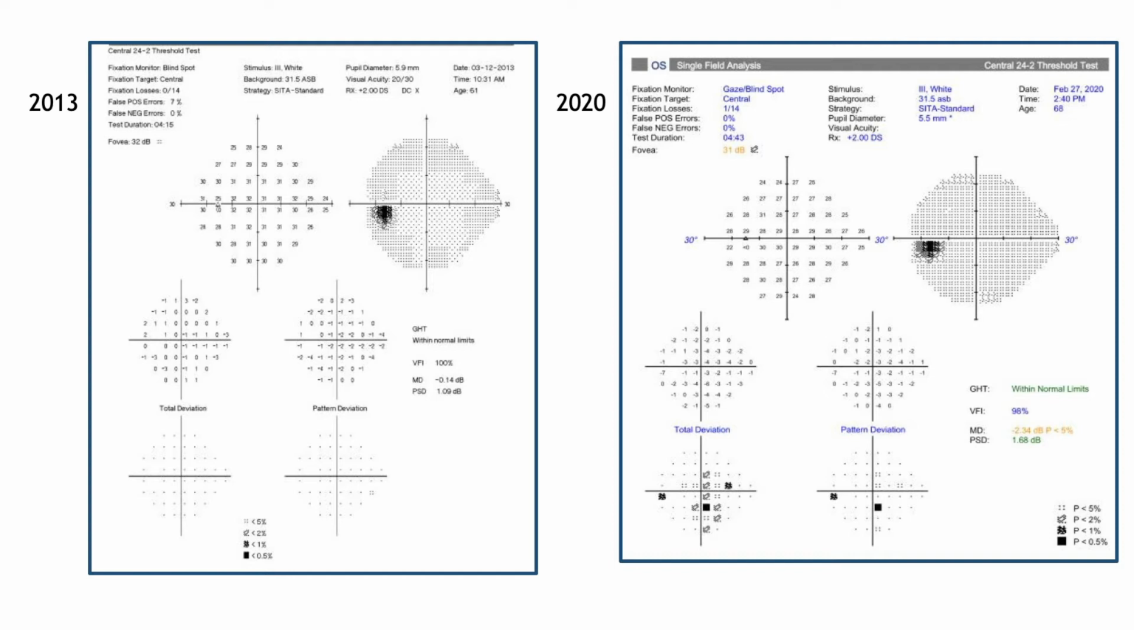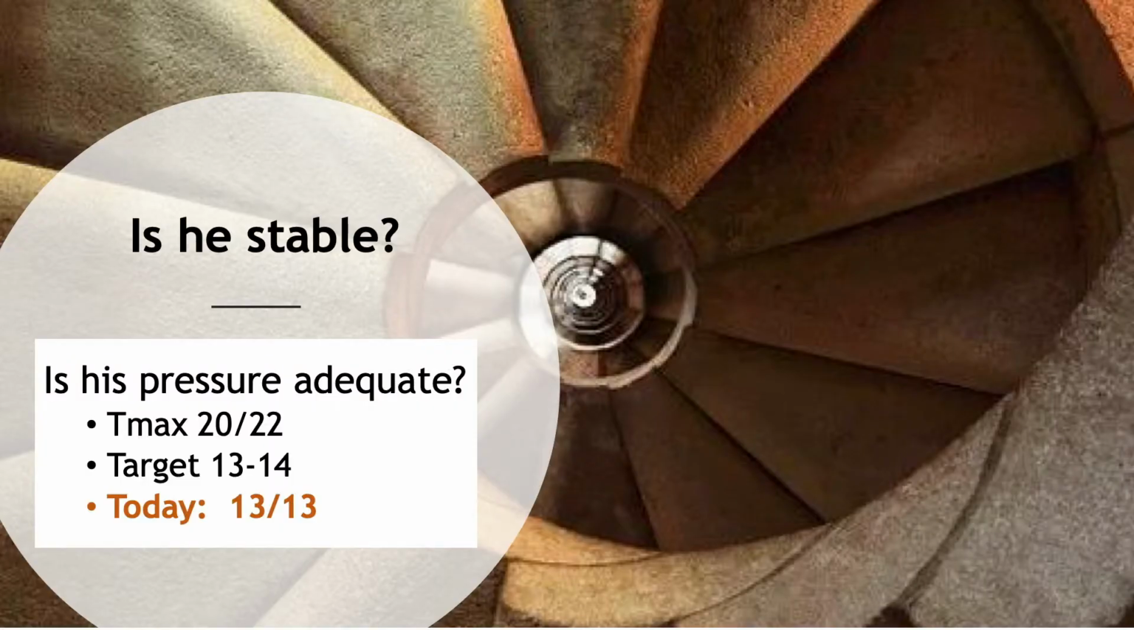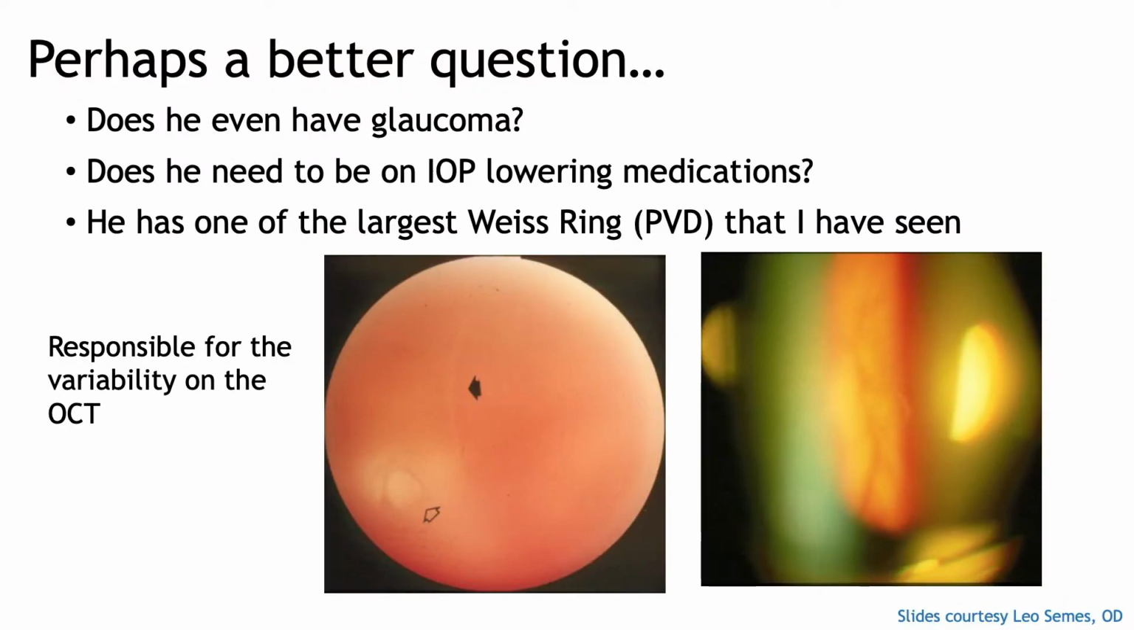You look at the visual field index scores, certainly pretty good: 100% on that 2013, 98, not quite 100%, but still certainly pretty close. And so it goes back to that original question, right? Is he stable? Is his pressure adequate? Has he gotten worse? Remember, we started at a Tmax of 20 and 22, and our target being around 13, 14, certainly are within that range. But when you look at the totality of all that information, when you look at the variability on the scans, I think maybe the bigger question is, does he even have glaucoma?